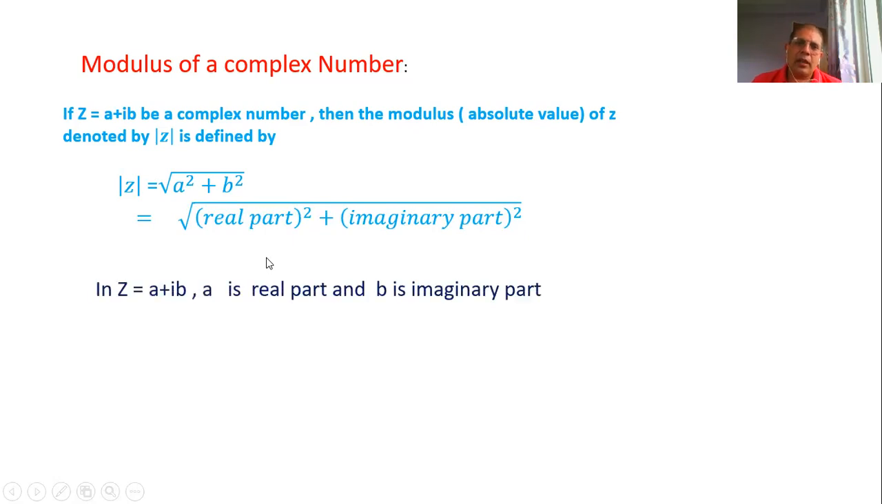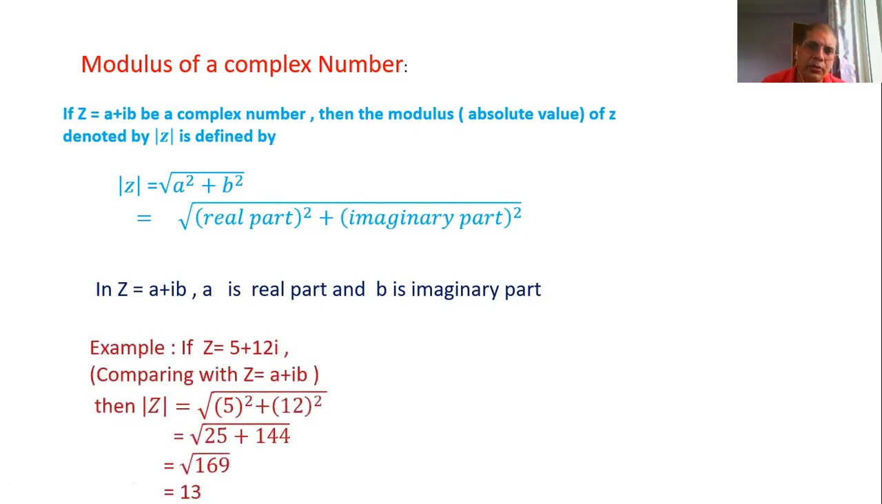Now in z is equal to a plus ib, a is the real part and b is the imaginary part. Don't forget, for example, I want to give you an example. z is equal to 5 plus 12i. Comparing with z is equal to a plus ib, then a is equal to 5 and b is equal to 12. Then modulus of z is equal to root under 5 square plus 12 square, is equal to root under 25 plus 144. Now root under 169 is 13. So it is your example. It is simple, don't forget.